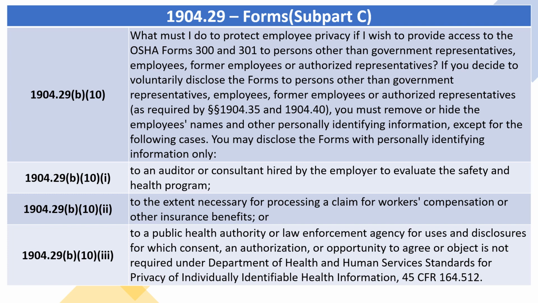You may disclose the forms with personally identifying information only: 1904.29(b)(10)(i) through (iii) to an auditor or consultant hired by the employer to evaluate the safety and health program, to the extent necessary for processing a claim for workers' compensation or other insurance benefits, or to a public health authority or law enforcement agency for uses and disclosures for which consent, an authorization, or opportunity to agree or object is not required under Department of Health and Human Services standards for privacy of individually identifiable health information, 45 CFR 164.512.